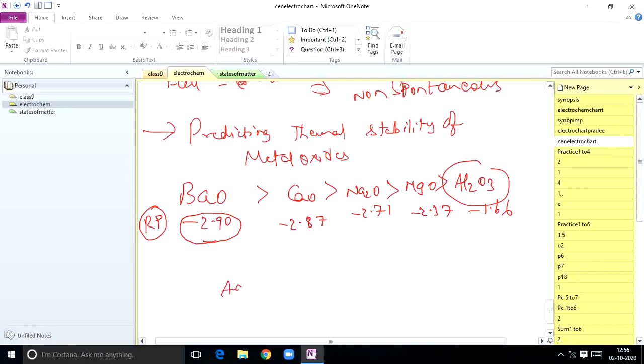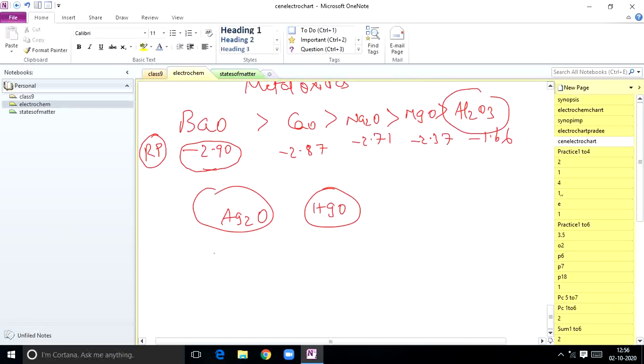Now coming to the special case of two oxides, silver oxide and mercuric oxide. Both oxides are least stable. Why? The reduction potential values here are plus 0.80 for silver ion and plus 0.86 for mercury. So these oxides are least stable due to positive reduction potential values. If any metal possesses greater reduction potential value, that metal will form the least stable oxide. So silver oxide is least stable.